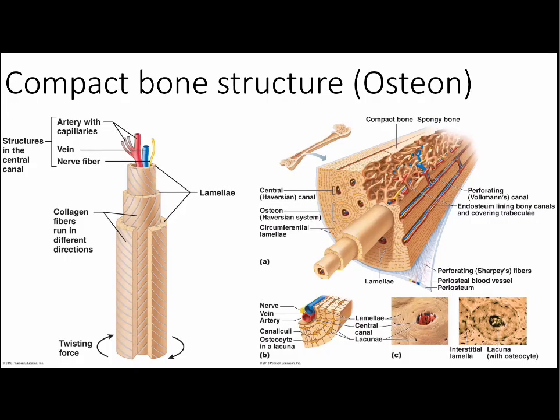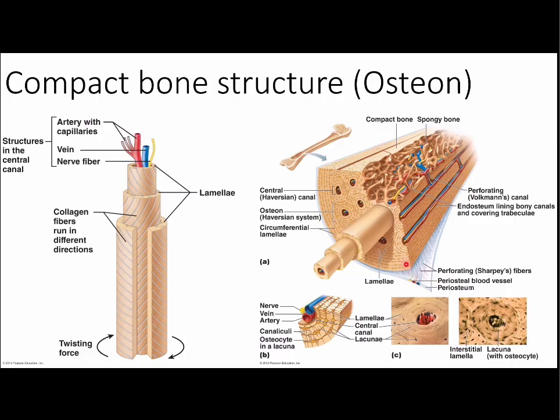So moving on to actual compact bone. We'll look at the structure of compact bone. The functional unit, or the structural unit, of bone is referred to as the osteon or the Haversian system. We also go over some of this in lab as well.